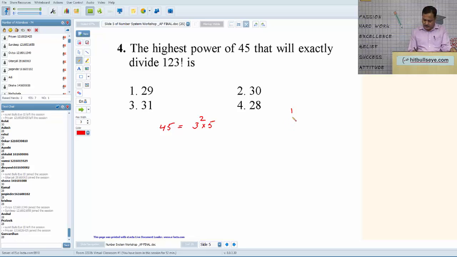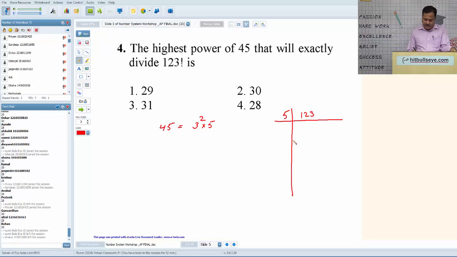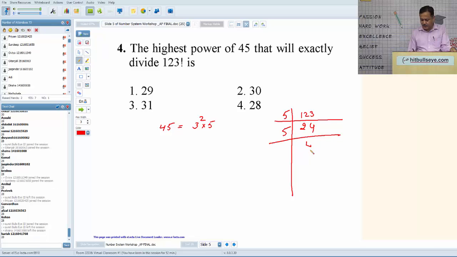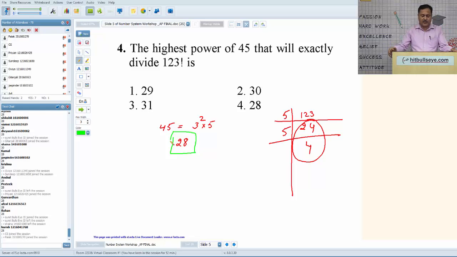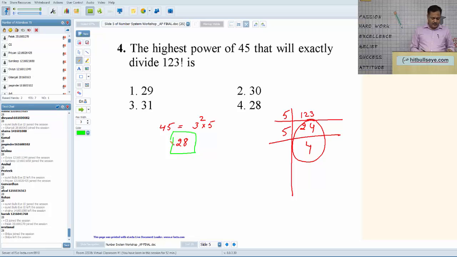So again we will divide 123 successively by 5. This is 24, then divide by 5, this is 4. So the highest power of 5 in 123 factorial is 24 plus 4, that is 28. So the highest power of 5 in 123 factorial is 28. So the highest power of 45 in 123 factorial will also be 28. So let us move to the next question.